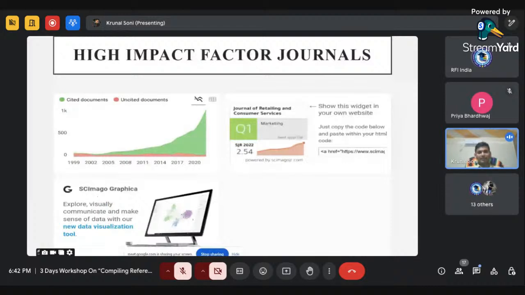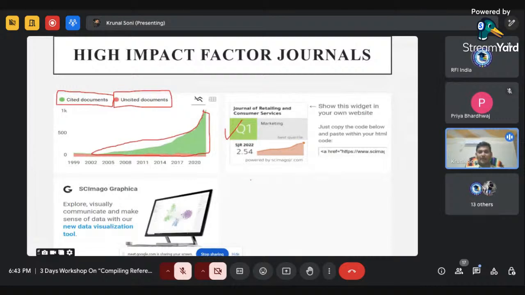So these are the journals. You can see this Q1 journal, which is a Scopus indexed journal. Here the green side shows cited documents, and the red side shows uncited documents. Out of the papers published in this particular journal, the green line shows the cited documents. This is one of the Q1 journals.